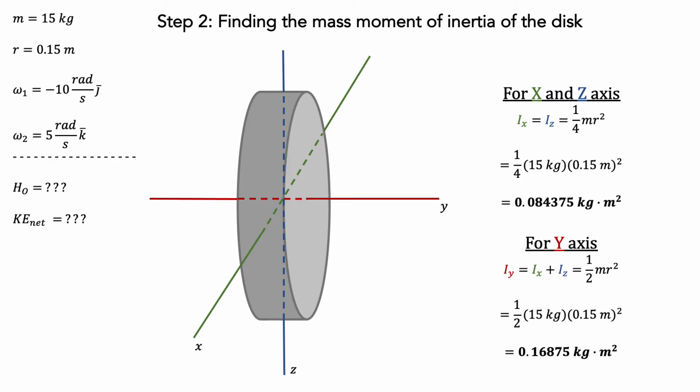The mass moment of inertia for the y-axis is just the sum of the previous two and can be generalized with the expression 1/2 mr squared. Once again, we can plug in our values to solve. I'm going to store these values on the left so that we can refer to them later.